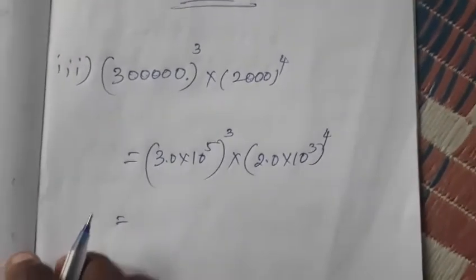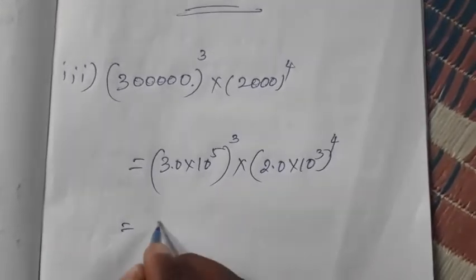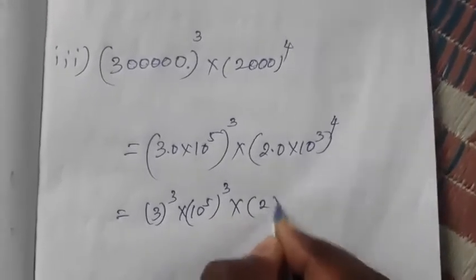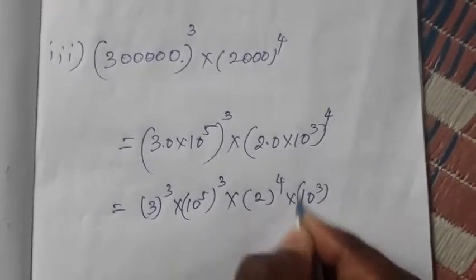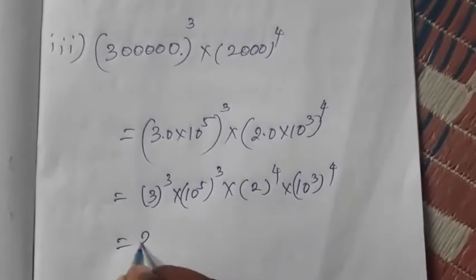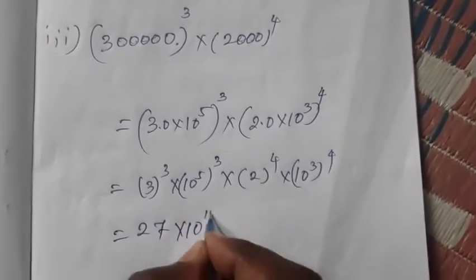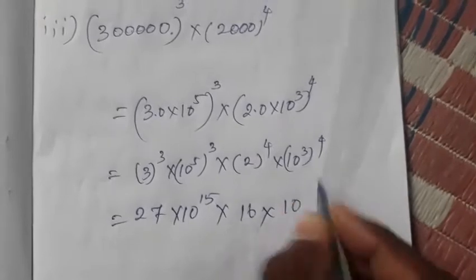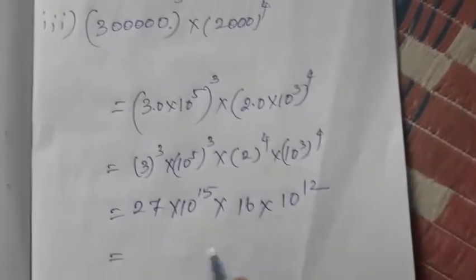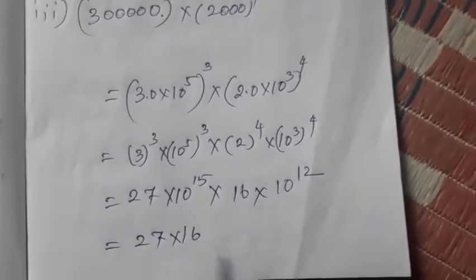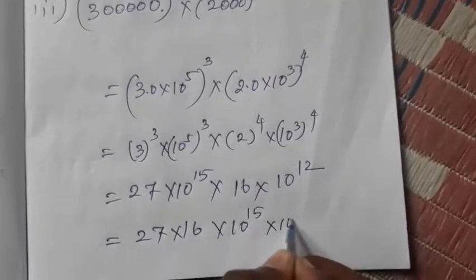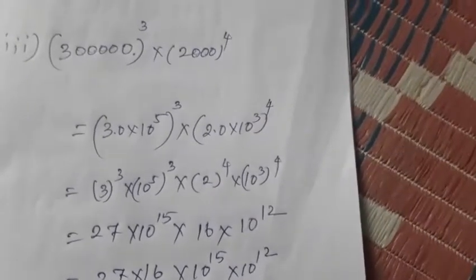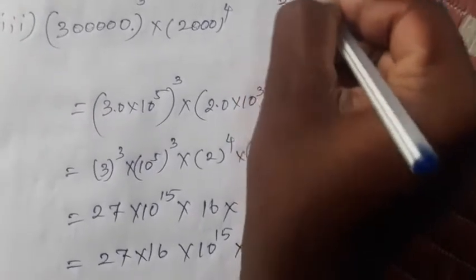See that. Next we can write, power take substitute: 3 power 3 into 10 to the power 5 whole cube into 2 power 4 into 10 to the power 3 whole power 4. So 3 cube we get 27 into 10 to the power 5 3s are 15, into 2 power 4 we get 16. So 16 into 10 to the power 3 fours are 12. Now take multiply 27 into 16 into 10 to the power 15 into 10 to the power 12. 27 into 16, take multiply.